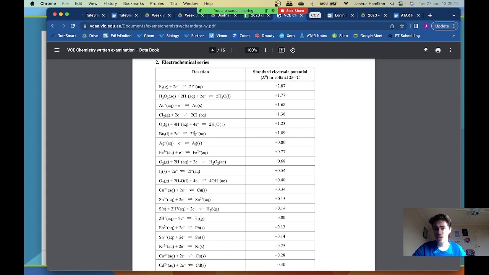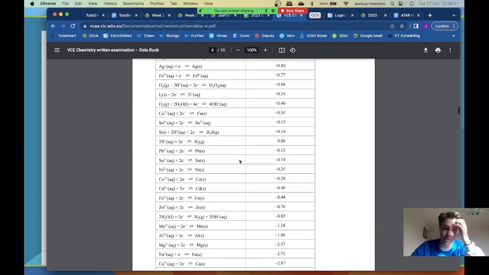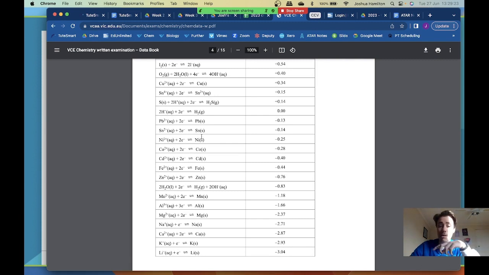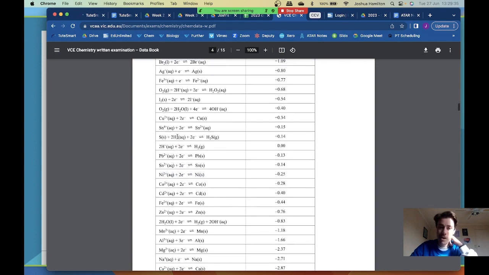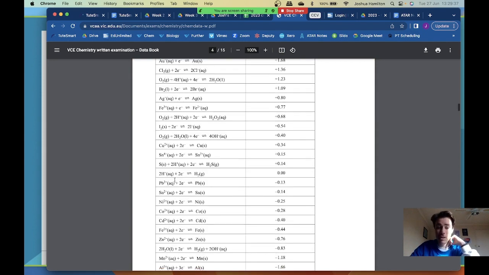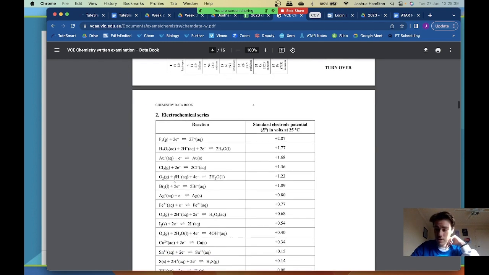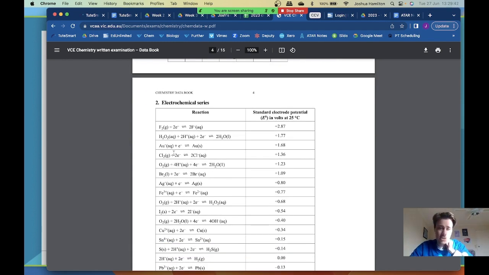Now, all of these half equations are in the form of what's going on here. We're gaining electrons, so they're all reduction, because we're gaining electrons. These are all produced as reduction equations. We can flip these and put the Ni solid here, and then Ni2+ plus 2e-, and therefore this would be oxidation. But they're all produced as reduction equations. They're all reduction equations for now, so don't worry too much about it.